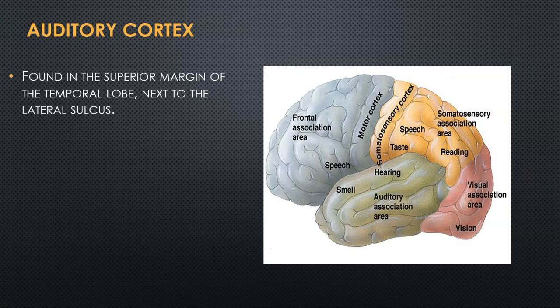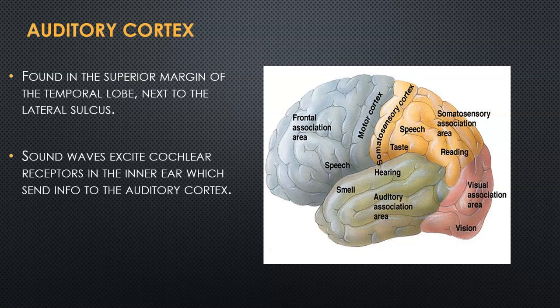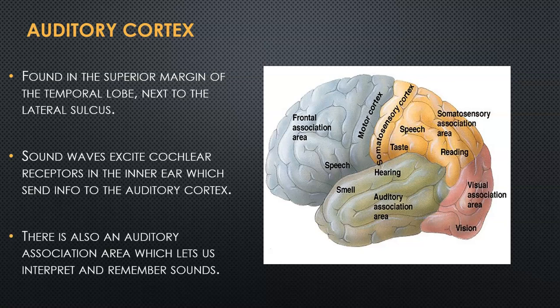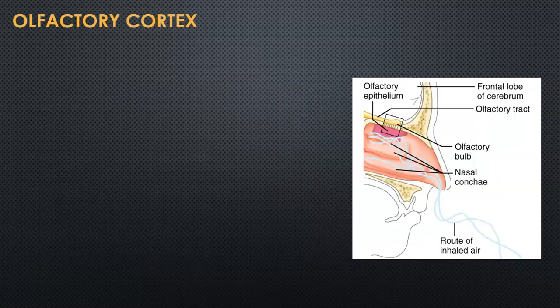The auditory cortex is found in the superior margin of the temporal lobe, next to the lateral sulcus. So the sound waves come into your ear, they excite the cochlear receptors in the inner ear, and that sends info to the auditory cortex. And there's also an auditory association area, which lets us interpret what we're hearing and also to remember, like a siren is an emergency vehicle, we need to get out of the way, things like that.